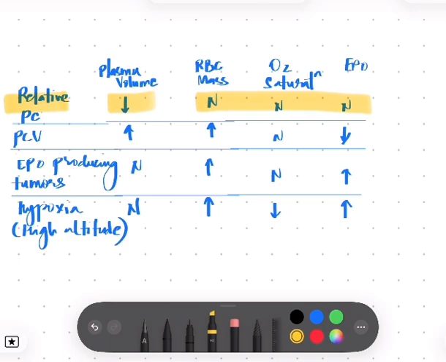You are dehydrated, you have burns, which causes a decrease in the plasma volume. Everything else, RBC mass, O2 saturation, and EPO, remains normal. Relative polycythemia. Okay. Next is polycythemia vera.